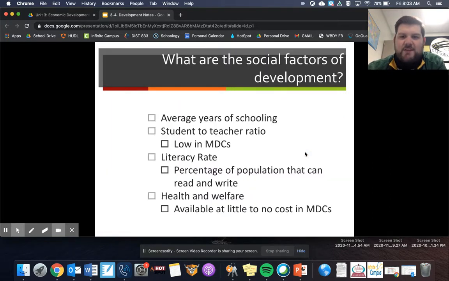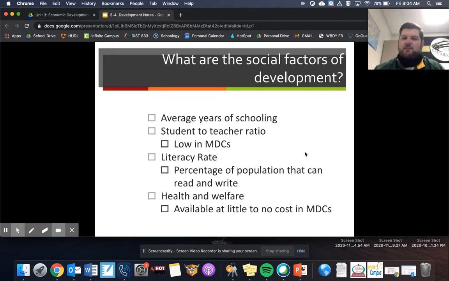All right, what social factors go into development? Well, the average years of schooling affect the development of your country. The higher that number is, the higher development that you have, right? Again, you have to think about this in terms of, if you go to school more often, does it help you make more money, and does it help you have a better education, which equals more development?